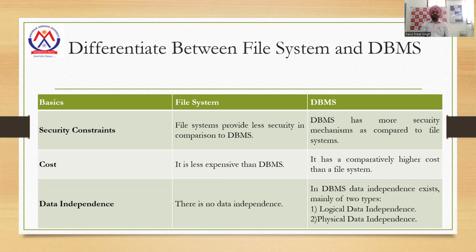Then is security constraints. File system provides less security in comparison to DBMS. DBMS has more secured mechanism as compared to file systems. Then comes cost. File system is less expensive than DBMS. DBMS has a comparatively higher cost than a file system. Then comes data independence. In file system, there is no data independence. In DBMS, data independence exists mainly of two types, logical data independence and physical data independence.